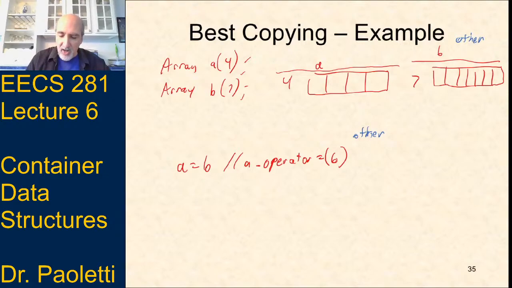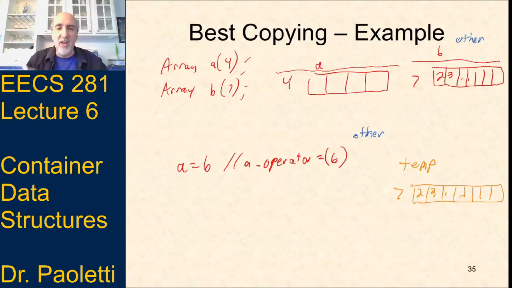So object temp gets created by calling the copy constructor on object other. So temp gets a 7 and a block of memory of size 7. And it would copy the elements. So if there was like a 2, 3, etc. up there, then down here I would have 2, 3, etc. So I'd get copies of the 7, I'd get a block of memory of size 7, and I'd get a copy of all those elements. Copy constructor does all of that.